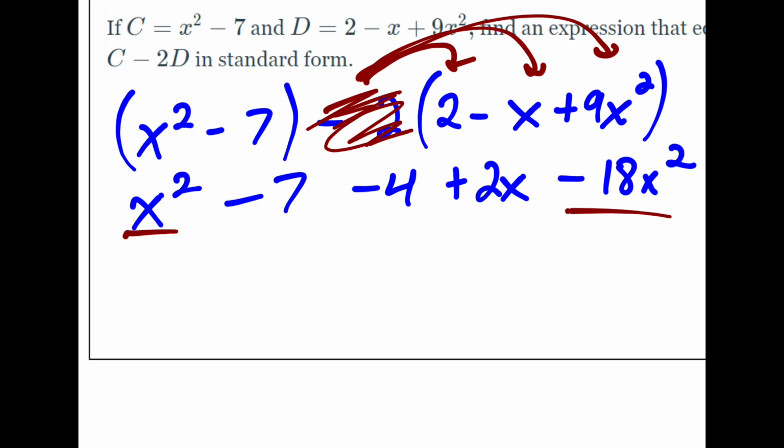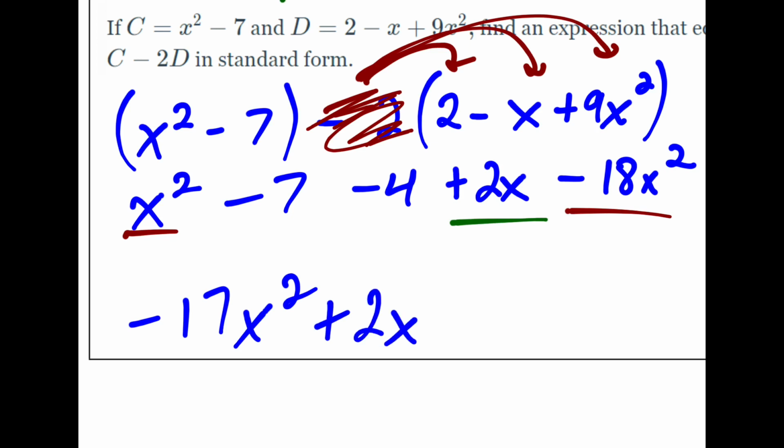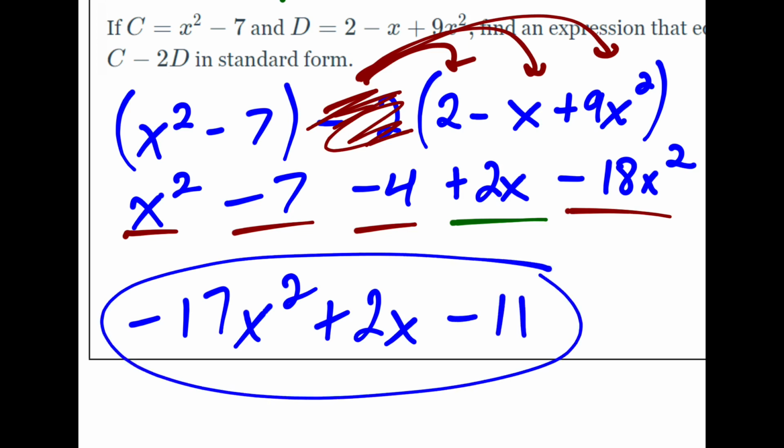X squared minus 18x squared, so minus 17x squared. 2x is the only x term, so we'll carry that down. And then we have minus 7 and minus 4. You can combine those to get minus 11. And this is how you would write your answer.